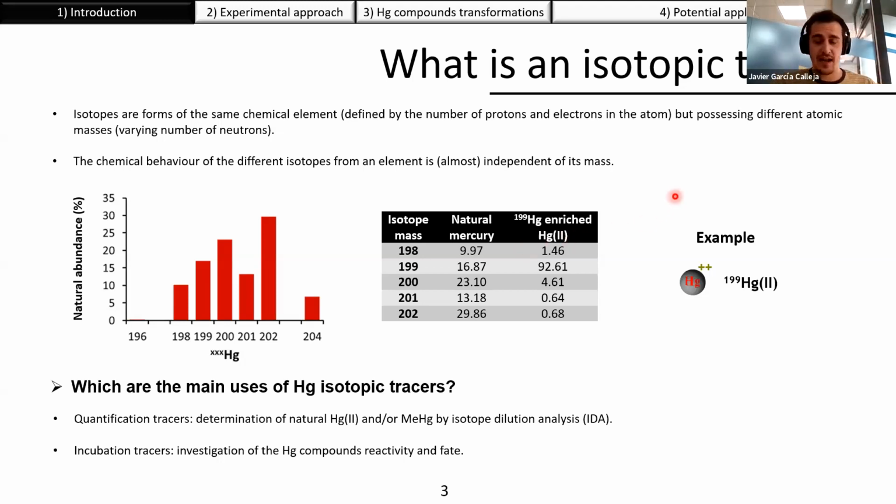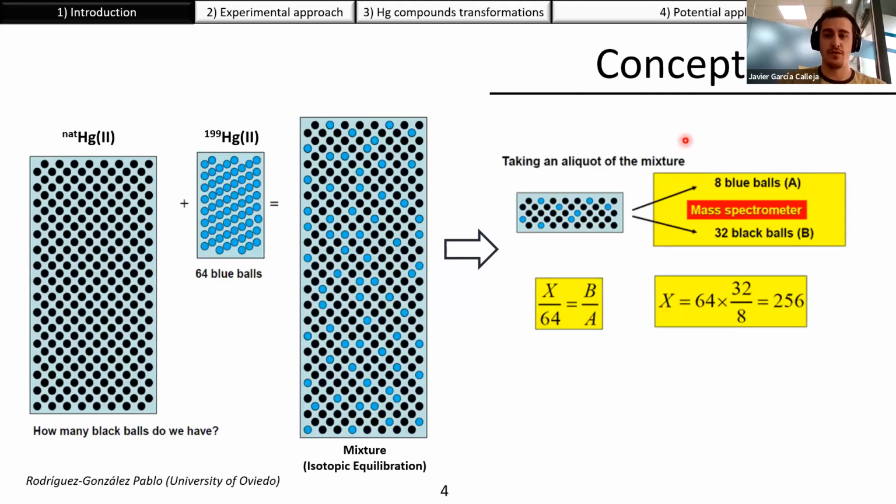The intentional alteration of the isotopic abundance of an element can be used for two purposes: as quantification tracers for the determination of natural mercury compounds by isotope dilution analysis, or as incubation tracers to investigate the mercury compound reactivity and fate. So first, we will explain the concept of isotope dilution analysis.